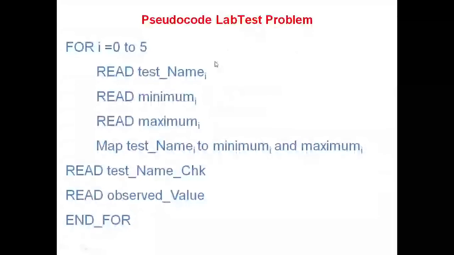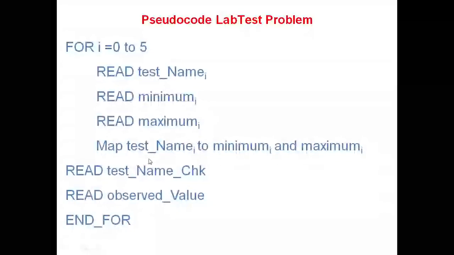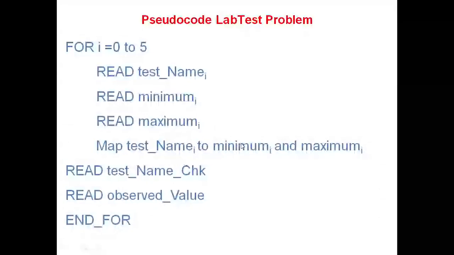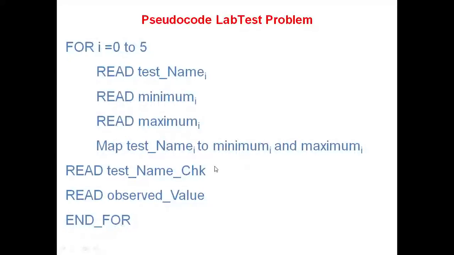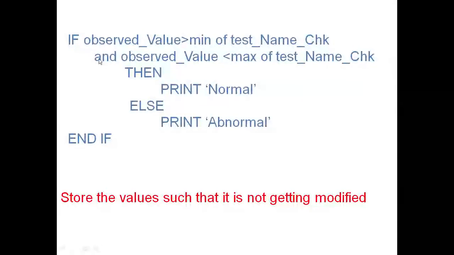So this is the pseudocode for the lab test problem. You are going to repeat this 5 times. You are going to read the test name, the minimum value for this particular test, and the maximum value for this particular test, and then you have to map this with the name. That is, the range of values must be mapped to the particular test. That is what we have to do. And then you read the name of the test for a particular patient, and then you read the observed value, and then you say whether he is normal or not, right? So you are checking here.